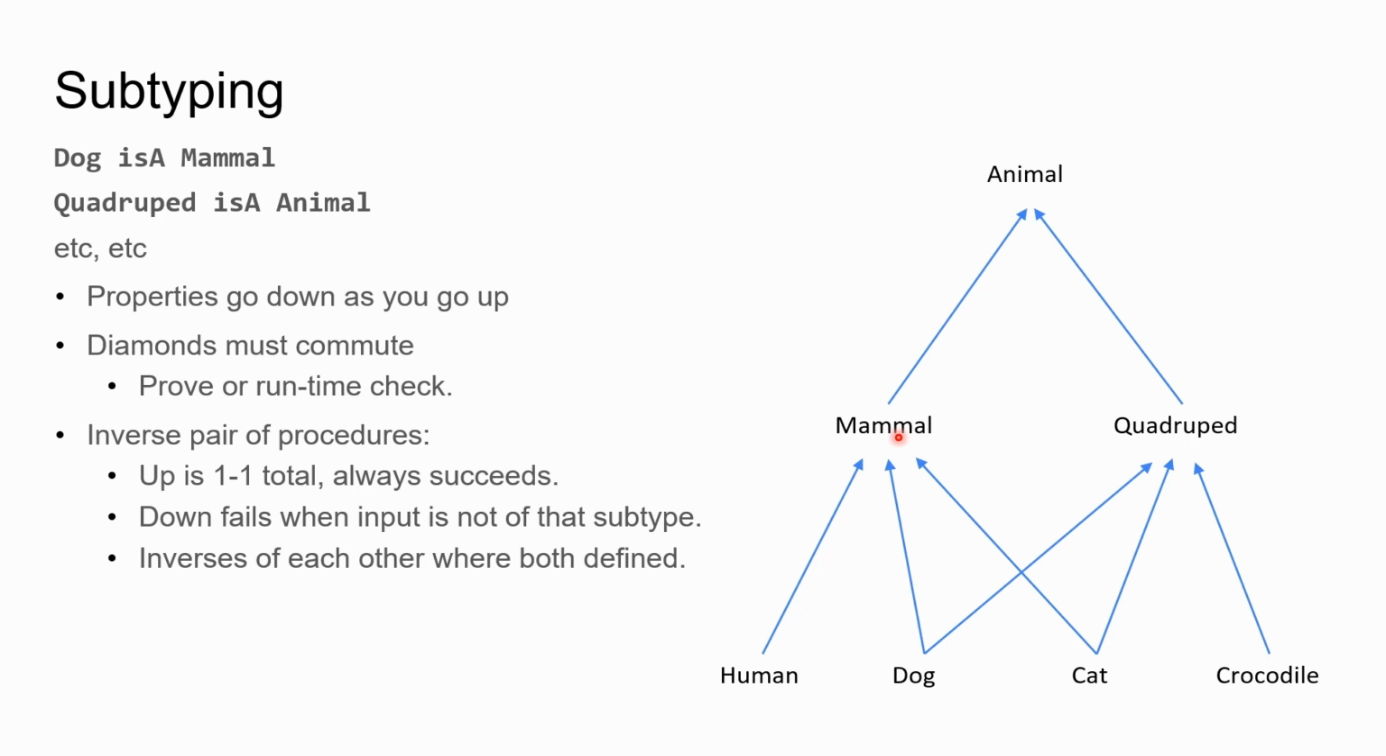And as we just mentioned, there will be a pair of procedures. So dog will go to animal, and that always succeeds, and there'll be another one, animal goes to dog, but that might fail. Of course, the animal goes to dog comes down by a mammal or comes down by a quadruped, and it doesn't matter which way you go, you have to get the same answer.